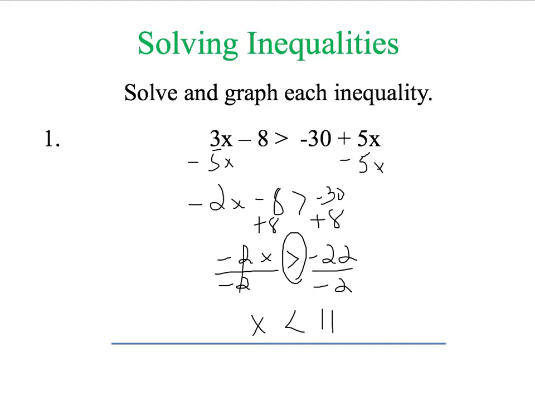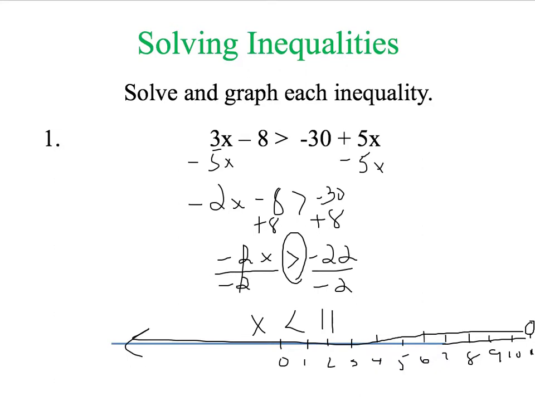To go ahead and graph this, I'm going to have 0, 1, 2, 3. Because I just have less than, I'm not including 11, so I get an open circle and I'm going to the left to show all the values less than 11. So x is all of these numbers that are less than 11.